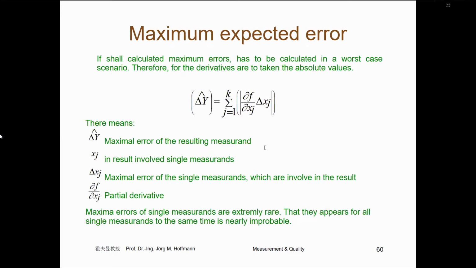And we have a third point, that is the maximum expected error. The maximum expected error calculates the absolute worst case. And you see, you have no power of 2 and you have no root. You add all maximum values. I will explain this.